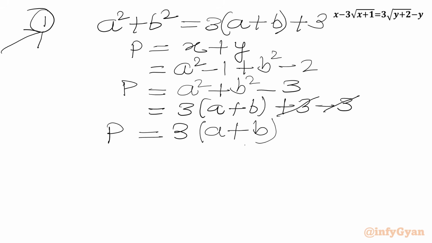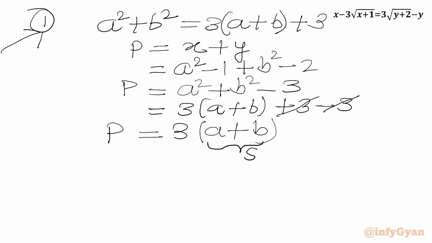Now we have to find minimum and maximum value of p. That means we have to find minimum and maximum value of a plus b. So let us consider a plus b equal to s. So for p max we have to consider 3 times s max. For p min we will multiply s min with 3. So ultimately our target is to find s maximum and s minimum.